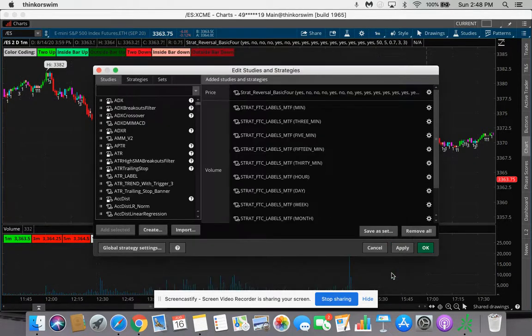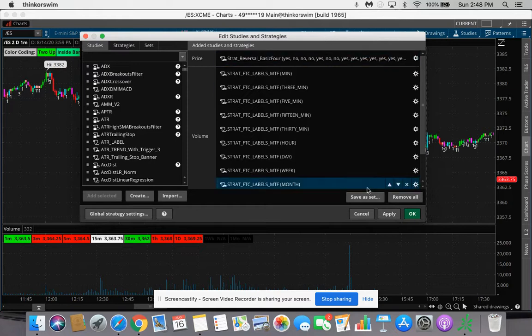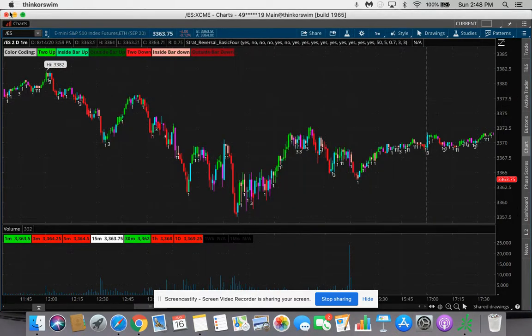I'm leaving them because I want to see where they happen and so forth, and I'm still studying them. That's it for that indicator, the reversal basic 4 indicator. Another indicator that you're seeing down here. Well, actually, let me go back to this other chart real quick.